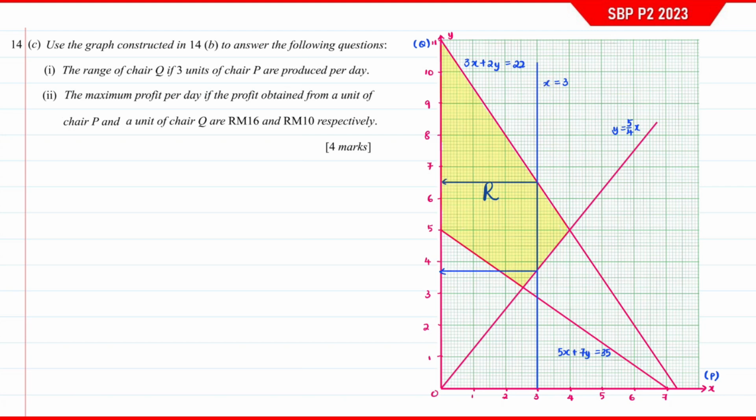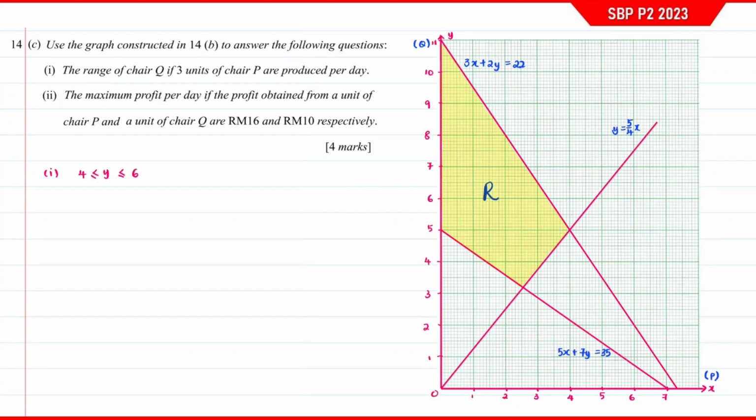So the range of JQ must be within the region R. So based on the graph here, it is in between 3.7 to 6.5. But the number of JQ must be a whole number. So the range of JQ will be in between 4 to 6. As JQ is represented by the letter y, so y is greater than or equal to 4 but less than or equal to 6.